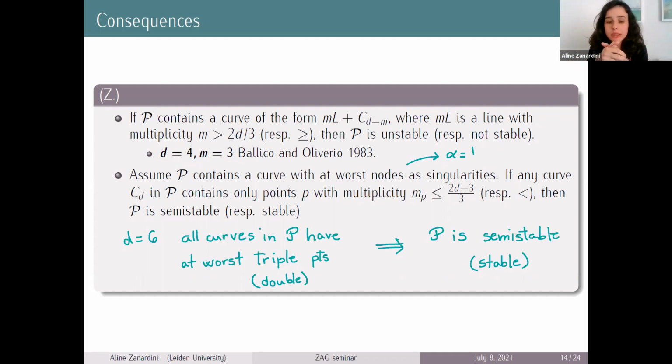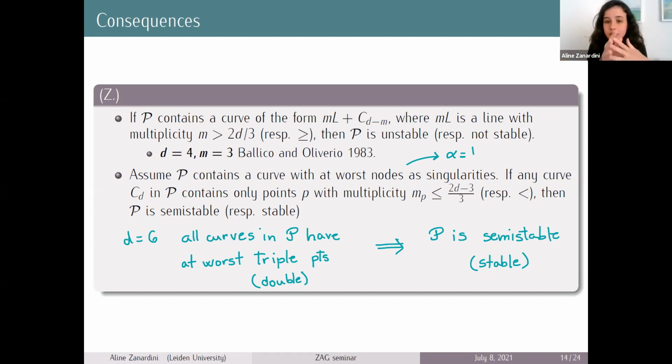So let's now assume that the pencil P contains a curve with at worst nodes, singularities. I'm imposing this condition just because I want to take alpha equals 1. You can think, let's say P has a smooth curve. Then, what I can show is the following. If any curve in the pencil contains only points having multiplicity bounded by this quantity here, then I can conclude my pencil is semi-stable, respectively stable.